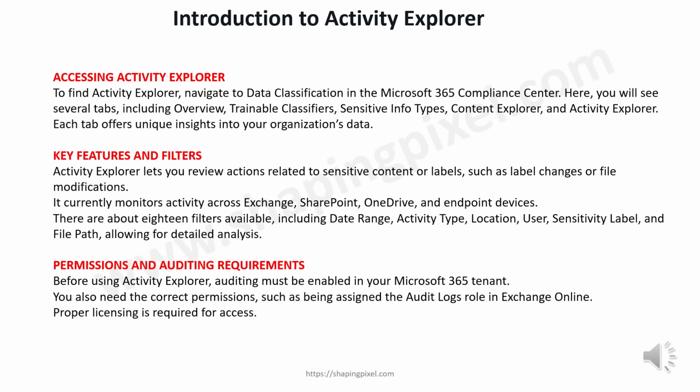Before using Activity Explorer, auditing must be enabled in your Microsoft 365 tenant. You also need the correct permissions, such as being assigned the audit logs role in Exchange Online. Proper licensing is required for access. In summary, Activity Explorer helps you track sensitive content activity, provided auditing is enabled and you have the right permissions and licenses. This ensures your organization's data remains secure and well managed.